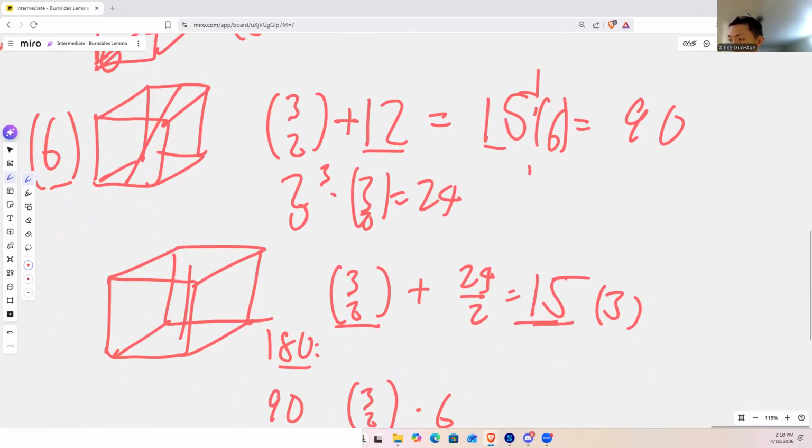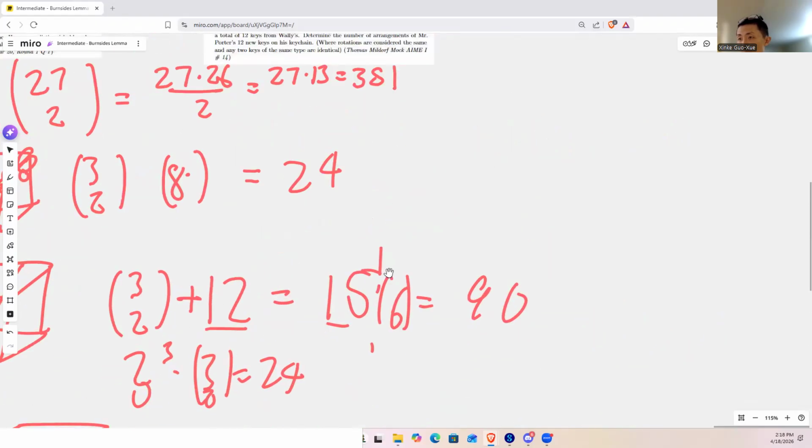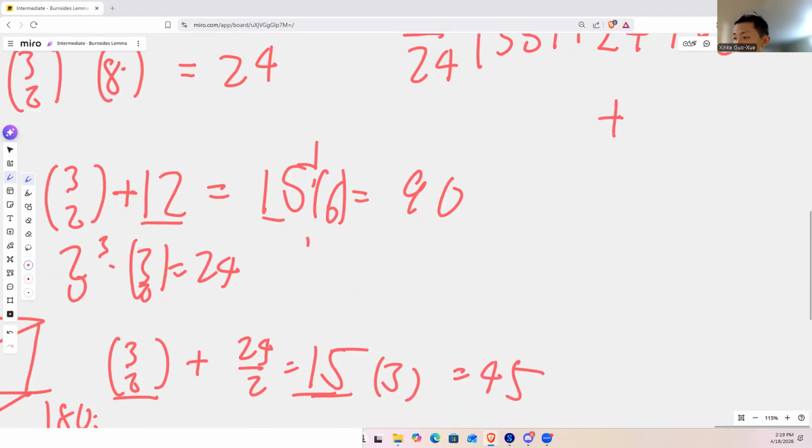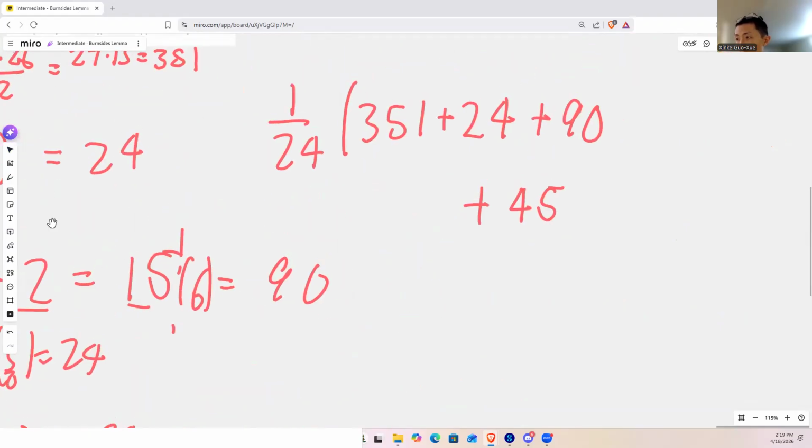15 times 3 is 45. And 6 times 3 is 18. So if we add this up, so if you work this out, this should be 22.